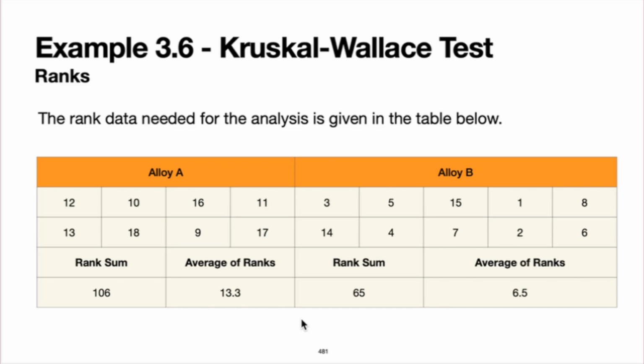But again, the question is, even though there's a difference, how do we know it's significant? And what that means is the difference that we observe here, the difference in these average ranks, 13.3 versus 6.5, is that a big enough difference to lead us to conclude that in general, at the population level, alloy A produces stronger cables? So that's the question that we are trying to answer. And I think that by including these summary statistics along with the ranks, we're able to see what's going on and get some useful information here.